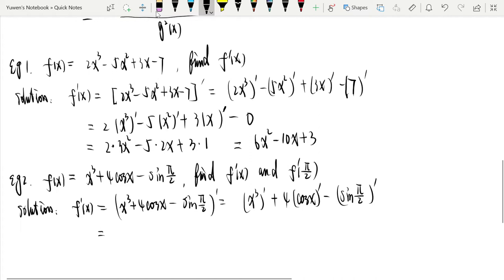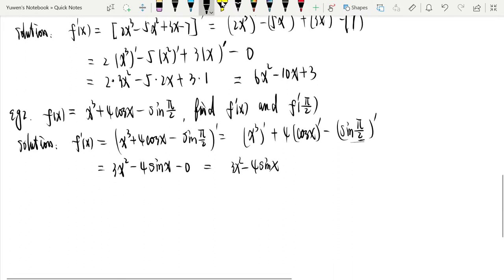The derivative of x cubed, that is 3x squared. The derivative of cosine x, that is negative sine x. So negative or minus 4 sine x. What is the derivative of sine pi over 2? It's actually not cosine pi over 2. It's just 0. Why? Sine pi over 2 is a constant. We don't need to know what the constant is, but we know that it's constant because there's no x here. The derivative of a constant is 0. So that is 3x squared minus 4 sine x.